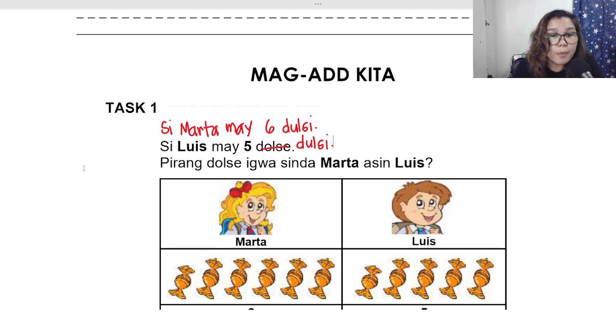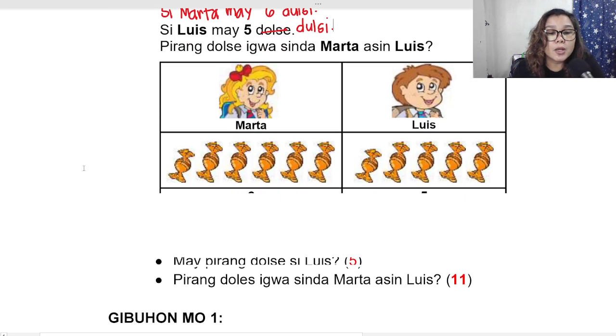Si Luis may 5 dulce or 5 candies. Perang dulce iguasin da Marta asin Luis. So how many candies does Marta and Luis have if they are put together? Okay, so may pirang dulce. Let's have first. May pirang dulce si Marta.